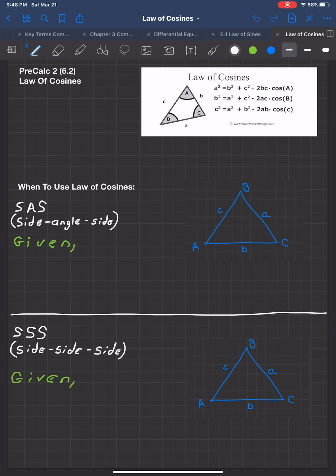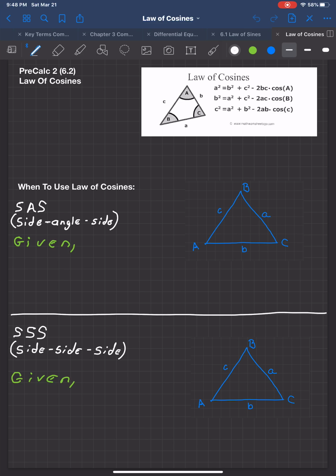All right, welcome my little pre-calc babies to chapter 6, section 2, and now we are studying the law of cosines. So we have the law of sines, we have the law of cosines. Well, let's start with the obvious question. What is the law of cosines, right? And then when should I use it? Let's start with the when should I use it part.